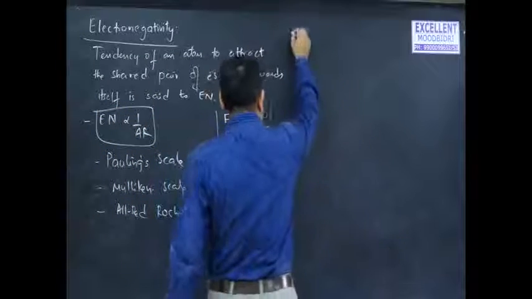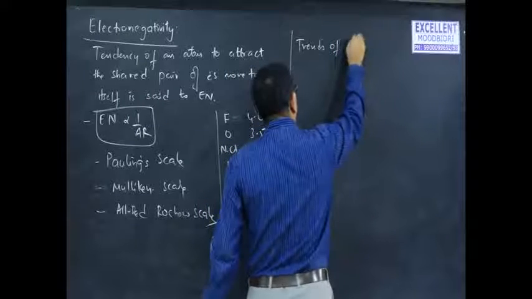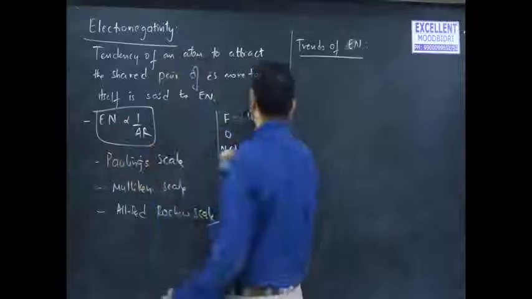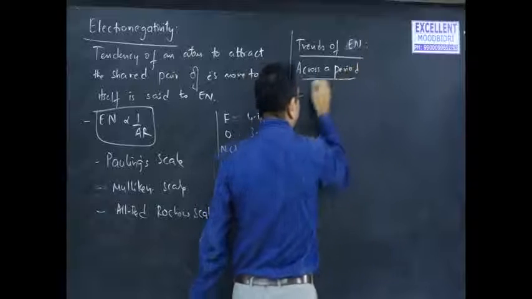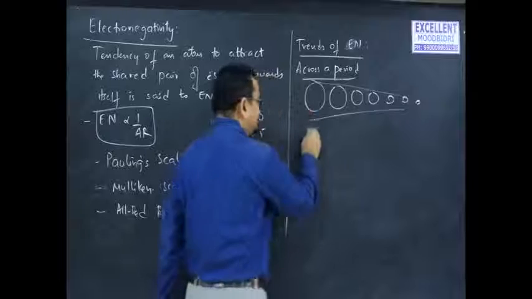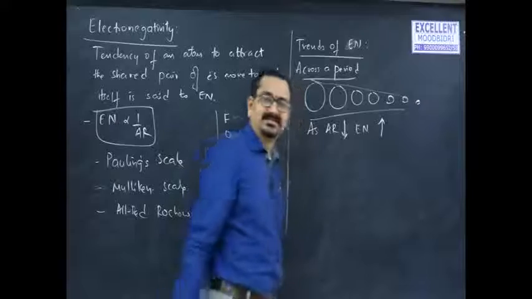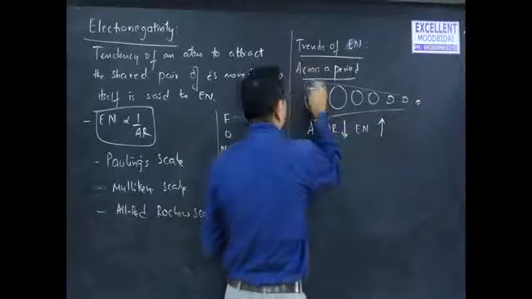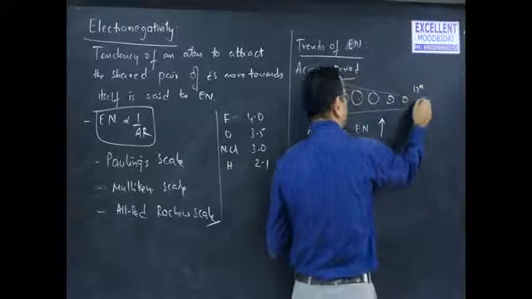Now, when it comes to the trends of electronegativity, as electronegativity is inversely proportional to atomic size, across a period, how is the atomic size varying? Across a period, size is decreasing. As atomic radius decreases, electronegativity increases. As it is a phenomenon shown after bond formation, we can neglect noble gases: 1A, 2A, 3A, 4A, 5A, 6A, 7A. This is the 17th group, 7A group elements, halogens.